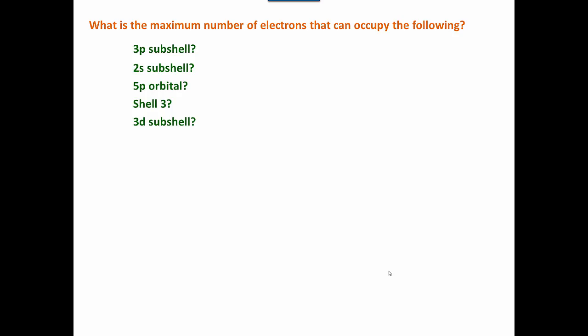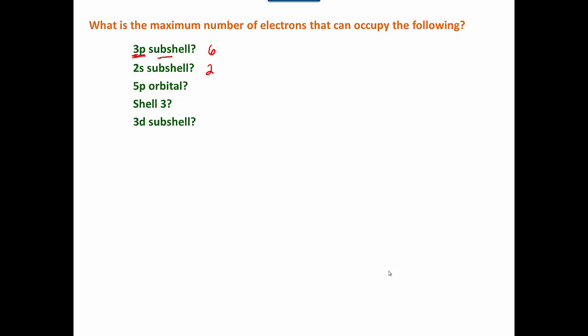Now, some questions. What is the maximum number of electrons that can occupy a 3p subshell? We know that in a 3p subshell or sublevel, we have 3 orbitals. So the maximum number of electrons that can occupy a 3p subshell would be 6. A 2s subshell. By the way, this number here is the shell number, okay? So an s subshell, I don't care if it's a 3s, a 2s, a 4s, an s subshell can hold 2 electrons.